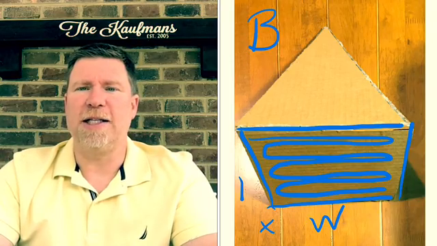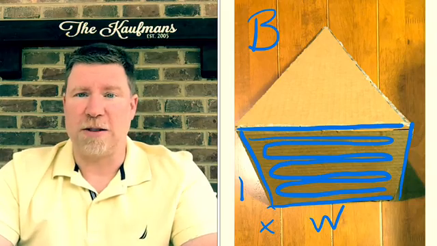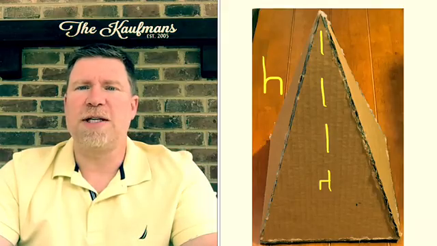To find the volume of a rectangular base pyramid, you're going to need to know 2 variables, or values, and those would be the capital B and the H, height. The capital B, again, is the area of the base. The H represents the height.